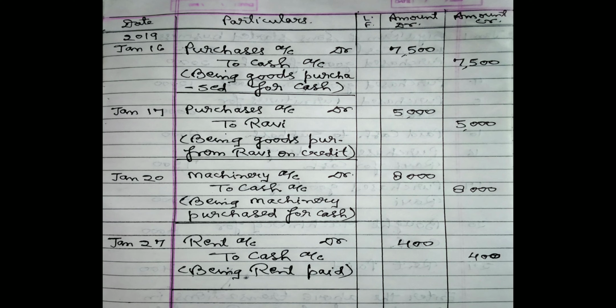Again, on January 20, we purchase an asset that is called machinery. So machinery comes, and what comes we enter into the debit side. So we will write here machinery account debit to cash account, being machinery purchased for cash, rupees 8,000. Now whenever we pay any expenses, the expenditure would be debited and payment would be credited. So we will write here rent account debit to cash account, being rent paid 400 rupees.